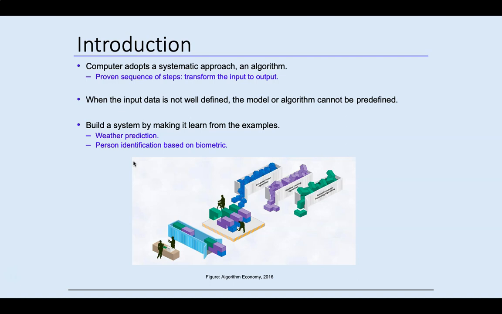We know computers adopt a systematic approach called an algorithm. An algorithm is a proven sequence of steps that transforms the input to output. When the input data is not well defined, the model or algorithm cannot be predefined. We build a system by making it learn from examples, like weather prediction or person identification based on biometrics. So machine learning is an approach that can help us make our algorithm learn as a human also does, based on a similar kind of problem.